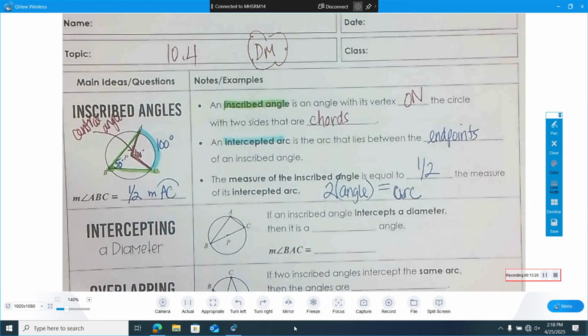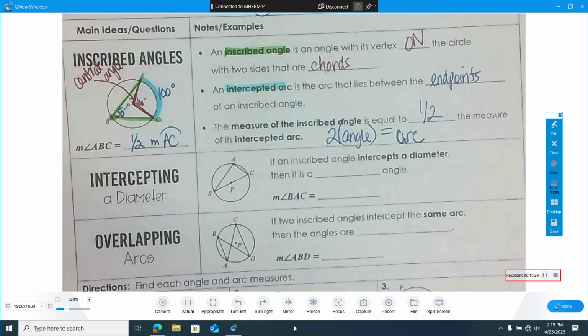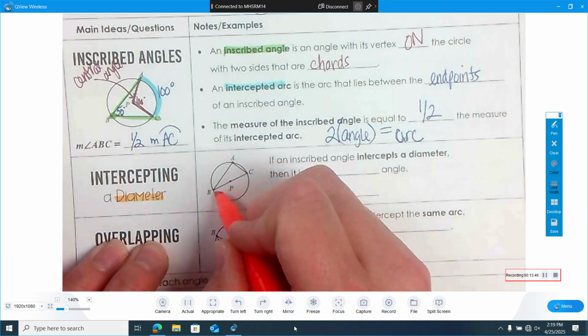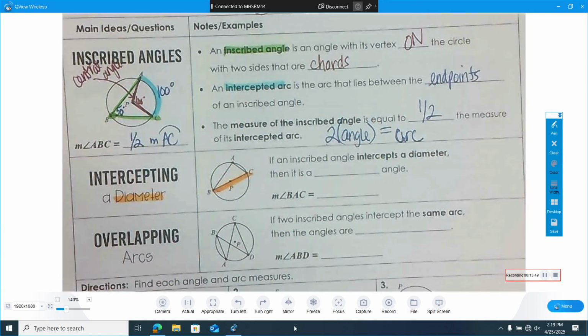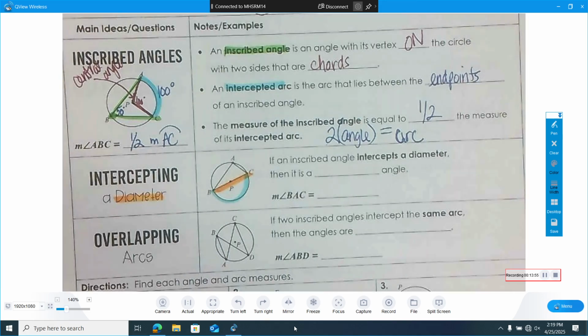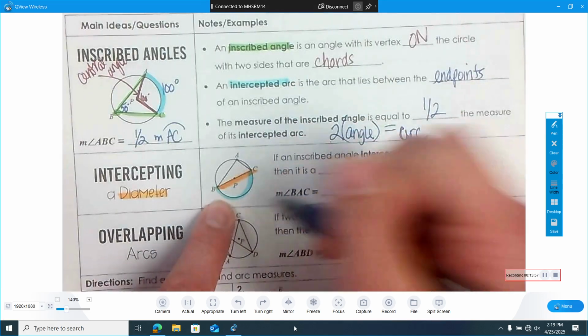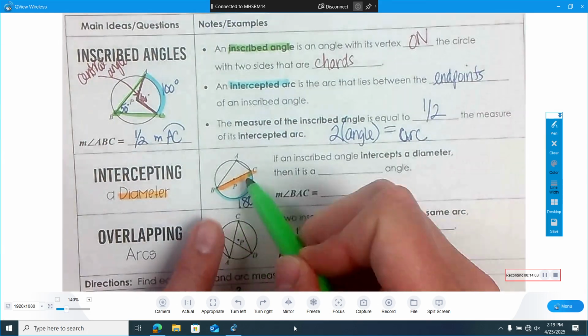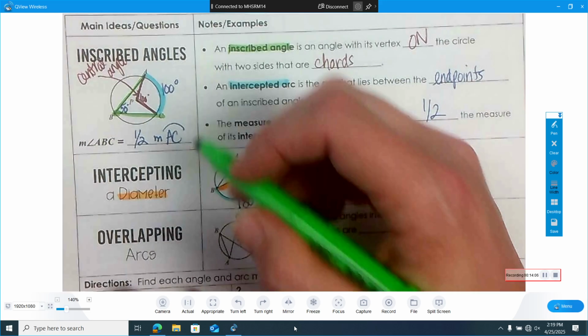All right, so let's look at a diameter here. We got a diameter, so always a good idea to look for diameters. Now, if I have a diameter, what's the measure of the semicircle? 180 degrees, very good. So now we know that that blue arc has a measure of 180 degrees.